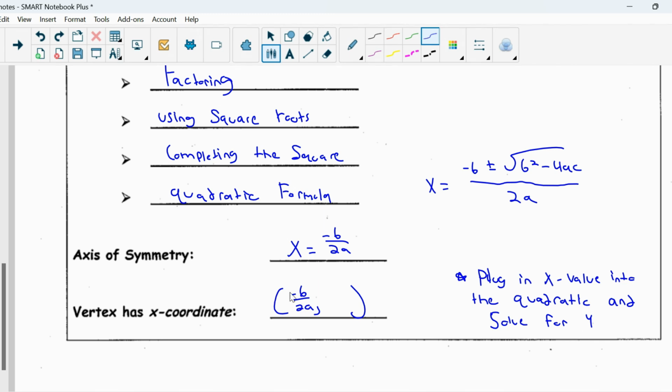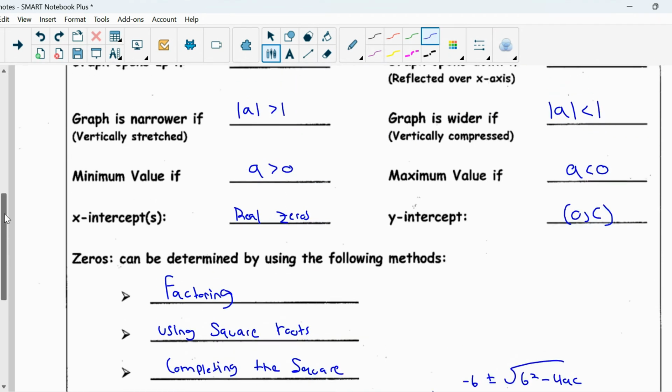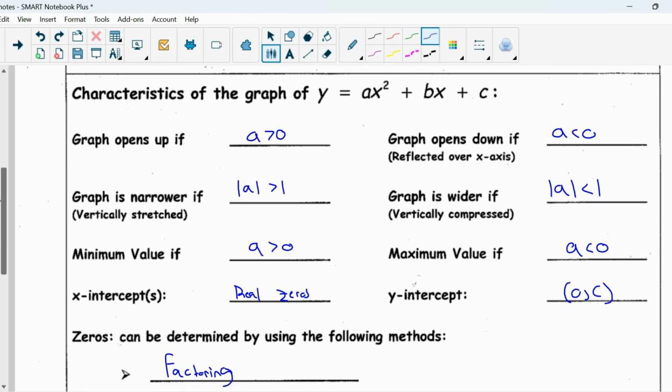So we can take this value that you find with your axis of symmetry formula, plug that into your equation, and solve for y. It's the same concept as our inputs and outputs. Okay? So I know this is a lot of information about the graphs of a quadratic equation, yet let's take a look at one example of applying all of this information to investigate a quadratic function in standard form.